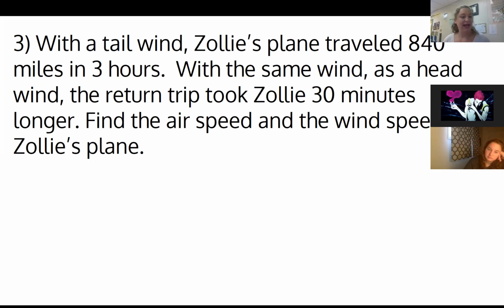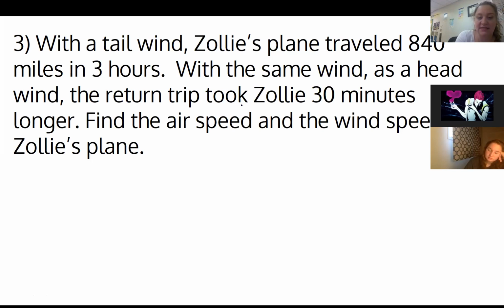So here we go. We have a plane. Okay. With a tailwind, Zoli's plane traveled 840 miles in 3 hours. Okay. With the same wind as a headwind, the return trip took Zoli 30 minutes longer. Okay. Find the airspeed and the wind speed of the plane. So first, let's figure out the two different variables it's talking about. We have airspeed, or like the plane.